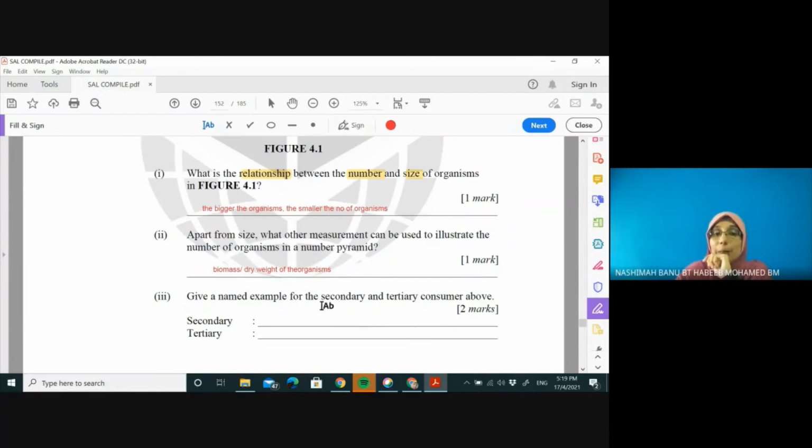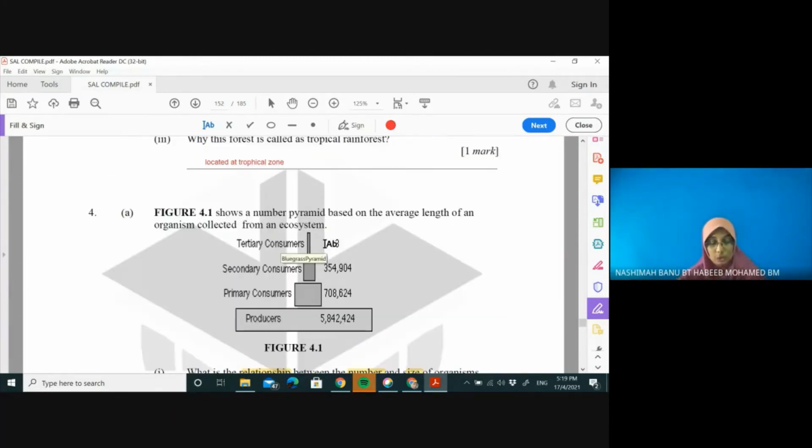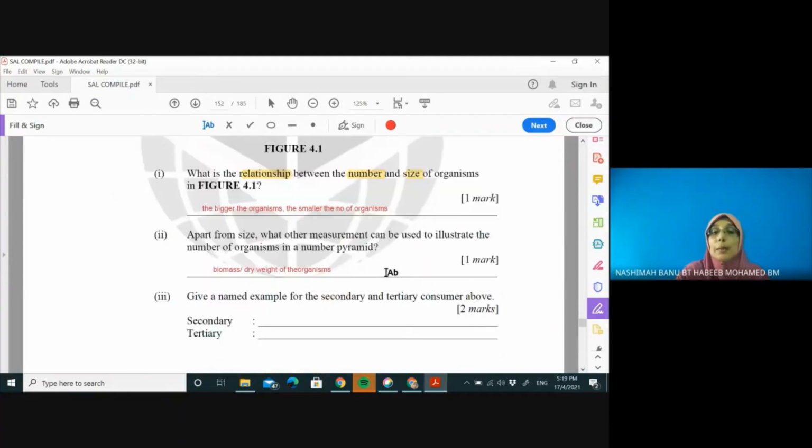Okay, give the name example for the secondary and tertiary consumer again. Okay, so tengok kat sini. Dia tak bagi tahu apa jenis ekosistem. Aquatic ke, terrestrial ke, dia tak bagi. Jadi bila dia tak bagi, so kita bebas letak apa-apa yang logik. Kita tahu secondary selalunya apa? Okay, for example, secondary consumer, for example like a rabbit. Okay, boleh jadi apa? Cow. Okay, kalau tertiary, yang besar sikit, snake. Okay, boleh jadi tiger. Okay, boleh.